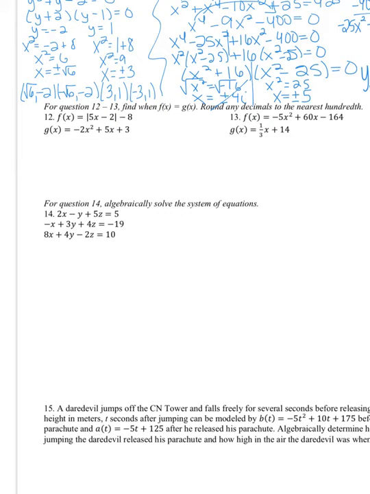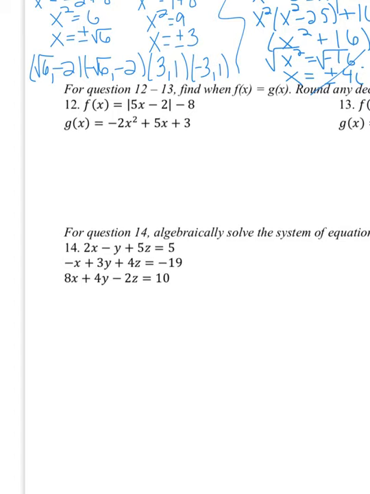Numbers 12 and 13, it wants when f of x equals g of x. It does not say algebraically, so you can use your calculator for this. Plus it says round any decimals to the nearest hundredth. So that's how you know you're not going to be able to factor it anyway. If you even try to set number 12 equal to each other, because these are both y equals, you don't know how to solve that. So you're going to type these into the calculator, look at the graph. The graph of this looks something like this. So this is the absolute value function, and this is the parabola. So, no, this is actually down here a little bit more.